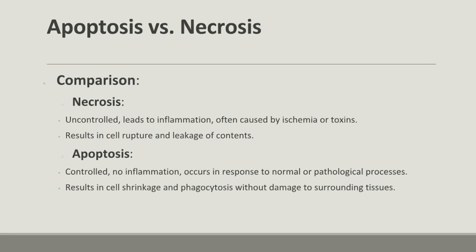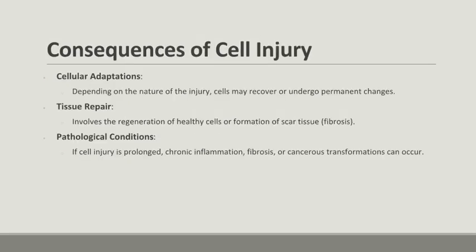effects on surrounding tissues. Consequences of cell injury. Cellular adaptations. Cells may either recover or undergo permanent changes depending on the injury type and severity. Tissue repair. Repair can involve either the regeneration of normal tissue or the formation of scar tissue, fibrosis, depending on the extent of the damage. Pathological conditions. Prolonged cell injury can lead to chronic inflammation, fibrosis, or even cancerous transformations in the tissue.